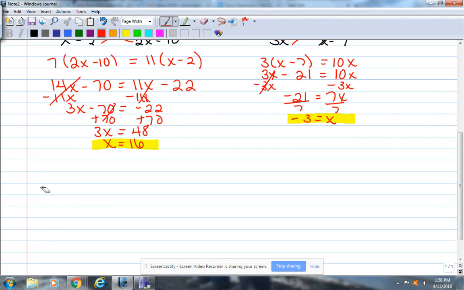This ain't difficult. This is pre-algebra. Y'all did this stuff in pre-algebra. This ain't even math. You got variables. It's not math. It's algebra.